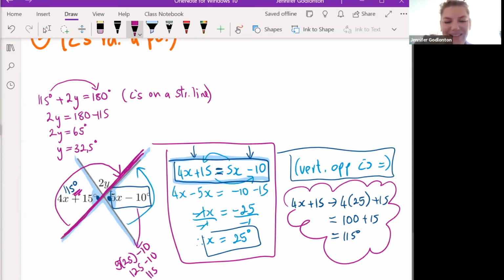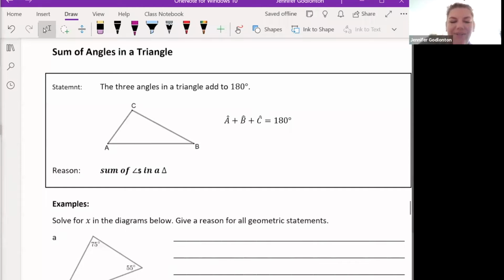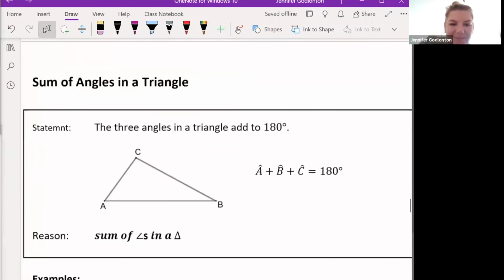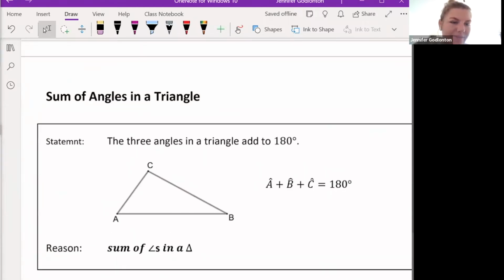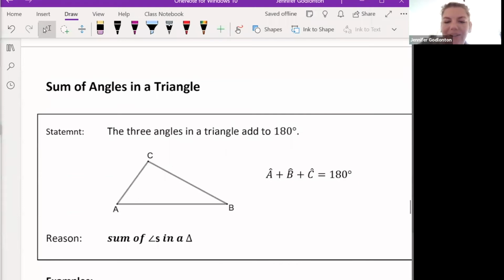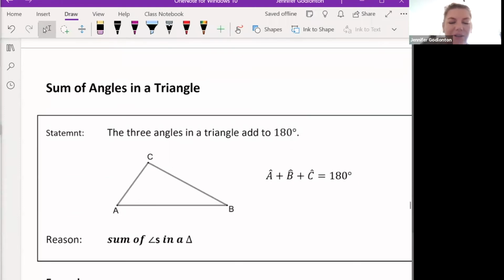All right, so the rule we are going to work on today is sum of angles in a triangle. Nice, easy rule, not stressful, nice, easy, happy one. I think you will enjoy it today.